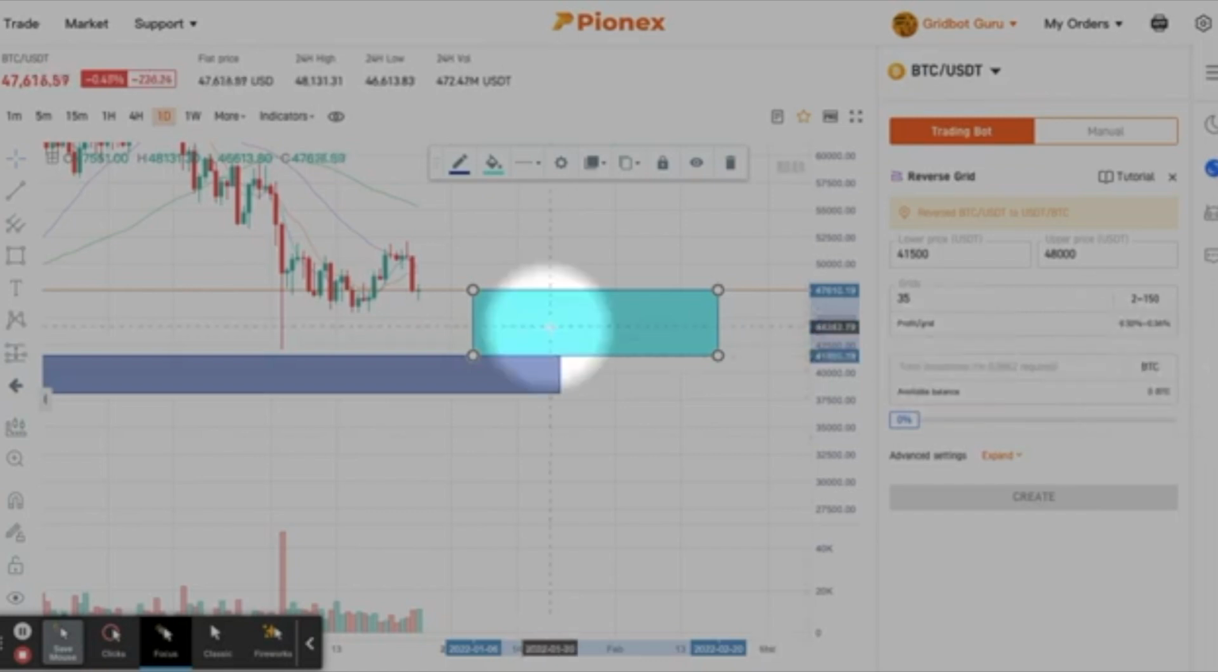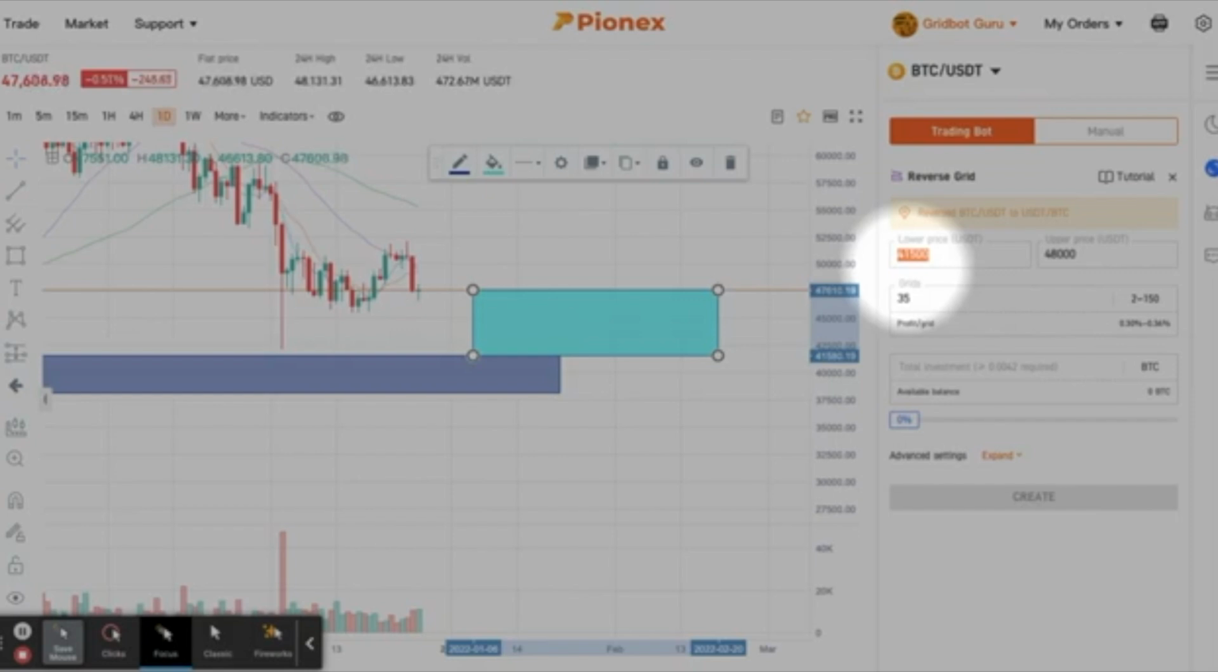Now I can take that and start a reverse grid here, but it will only keep enough Bitcoin to sell at my highest price, which is 48,000. The rest of it, it will turn into USDT, so it has the ability to buy all the other grids down to 41.5. I'm hoping that helps you understand how it's set up.